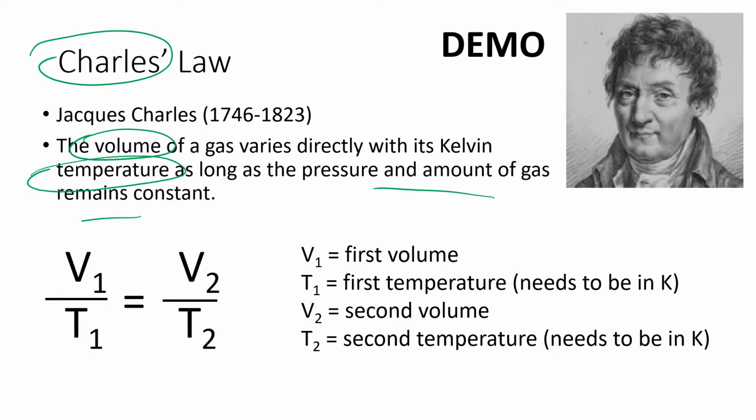If two things vary directly, that means if one goes up, the other goes up as well. So Charles's law is V1 over T1 equals V2 over T2. Make sure that your temperatures are in Kelvin and that your volume units are consistent. So if it's liters or milliliters, as long as it's the same, it's okay.